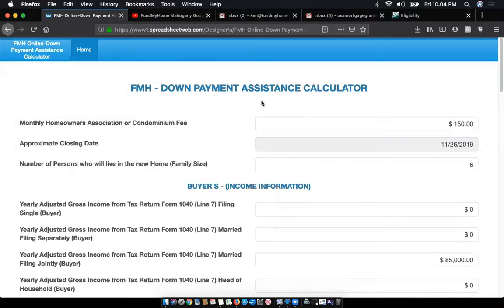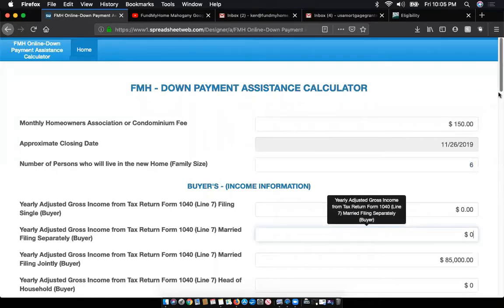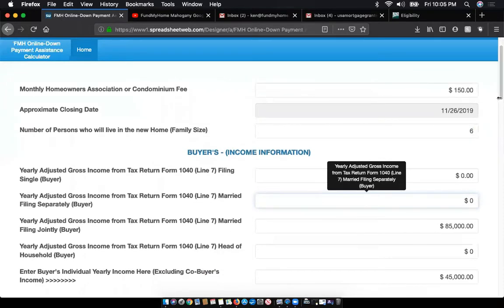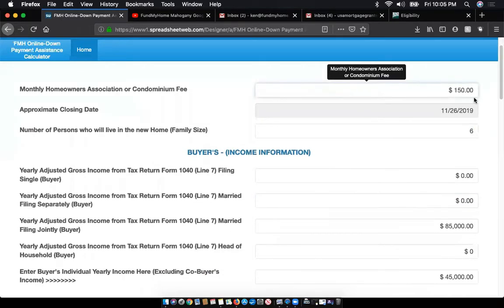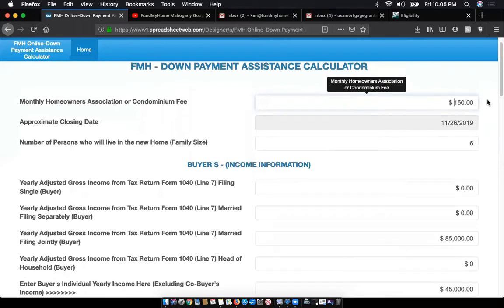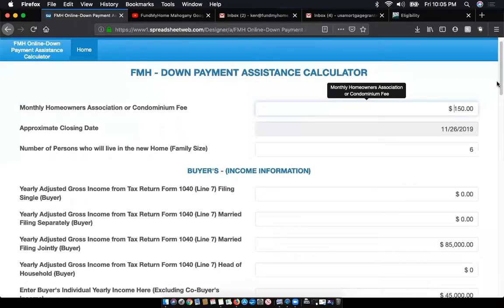Okay, so first question. All the questions are on the left and the fields are on the right where you answer them. So all you have to do is use the tab or scroll down with your mouse, either way. This is just the way all computers operate, so everybody's very familiar with this. First question is monthly homeowners association or condominium fee. If it's zero, put zero. So put zero there, Ken.